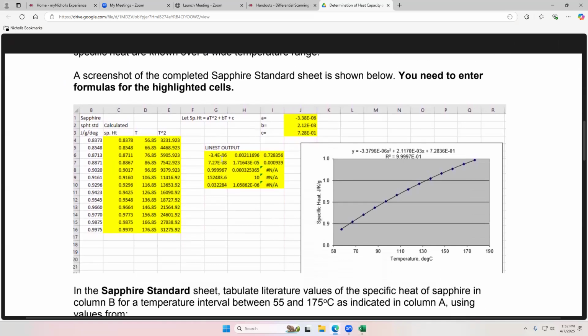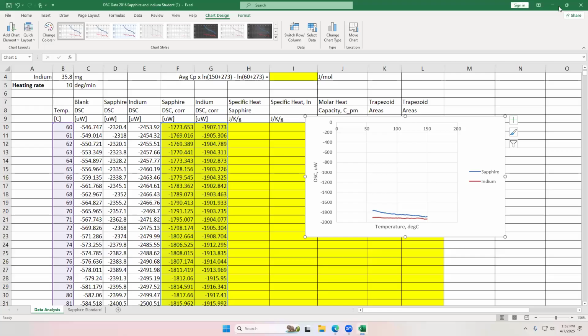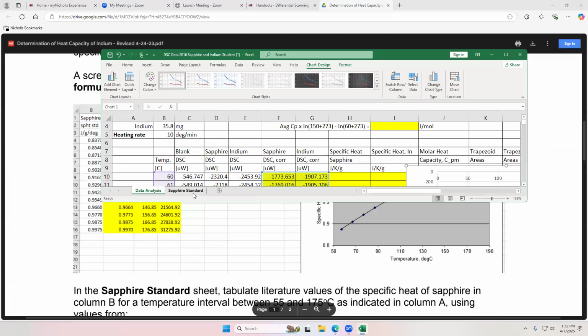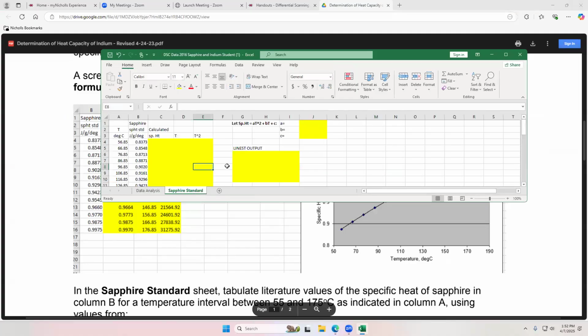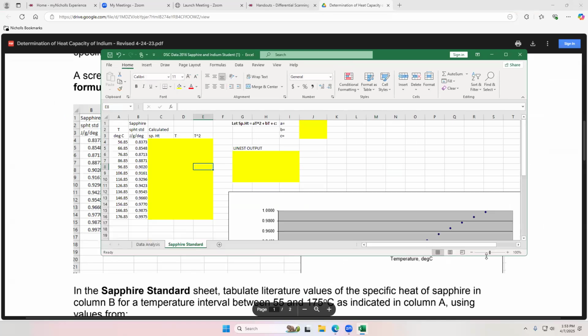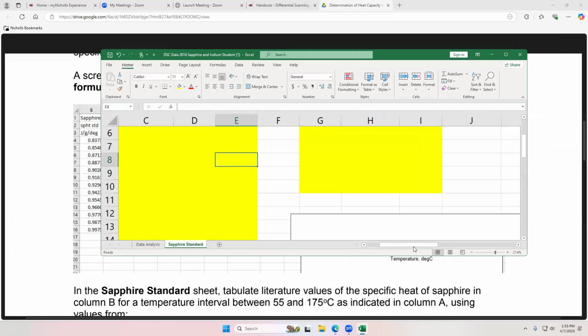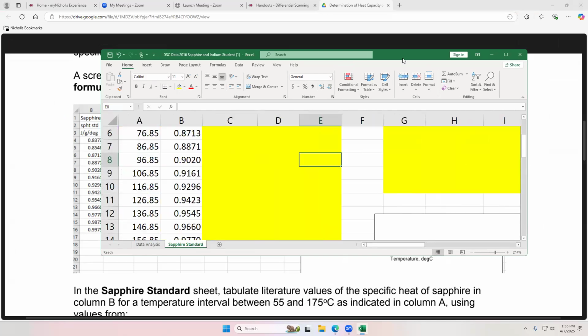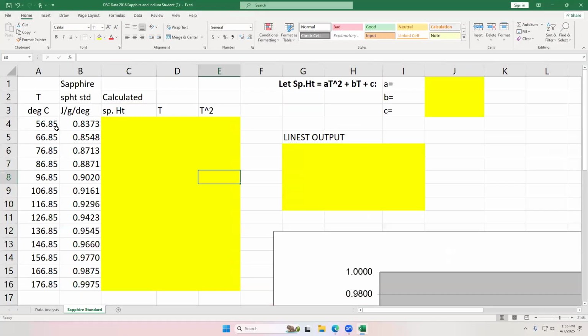Actually, I gave you the numbers that I've already looked up for you in the second sheet. If you look at your second sheet, right here, Sapphire standard, I've given you a table of heat capacities that I've looked up for sapphire. What do we have here? Heat capacity from 56.85 degrees to 176.85 degrees, so it ranges from 0.837 to 0.9975. That's the specific heat of sapphire.